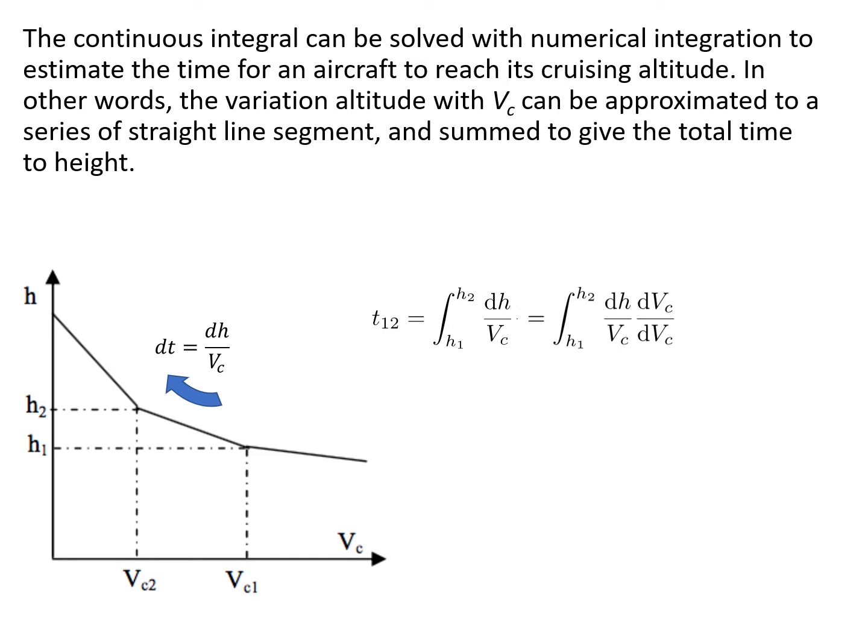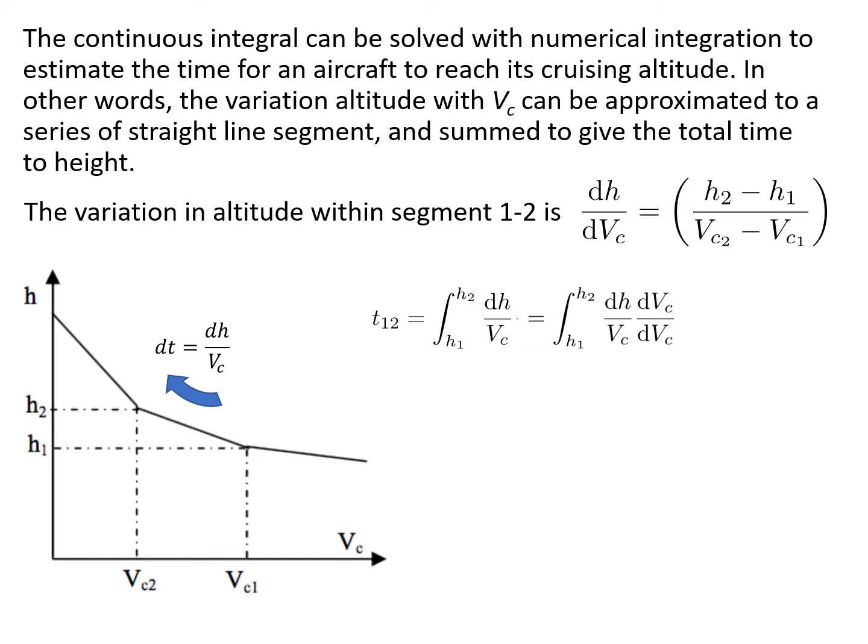On the right hand side, we add dVc divided by dVc. That's basically 1. Now let's further assume the slope, or the variation in altitude within segment 1 to 2, is constant. So that's h2 minus h1 divided by Vc2 minus Vc1. That's a slope, and we consider the slope to be constant.